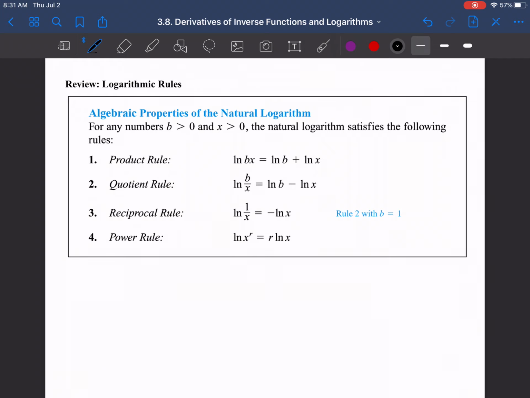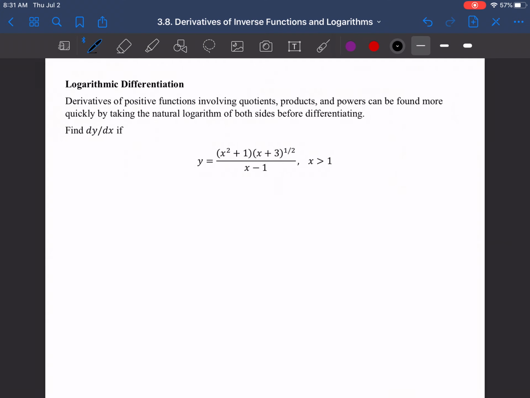Next is some old logarithmic rules. Make sure that you are still familiar with these if you need to go back over them again, and just make sure you know them, okay? Be very careful with them and make sure you're good with them. And then what we're going to get into now is logarithmic differentiation.